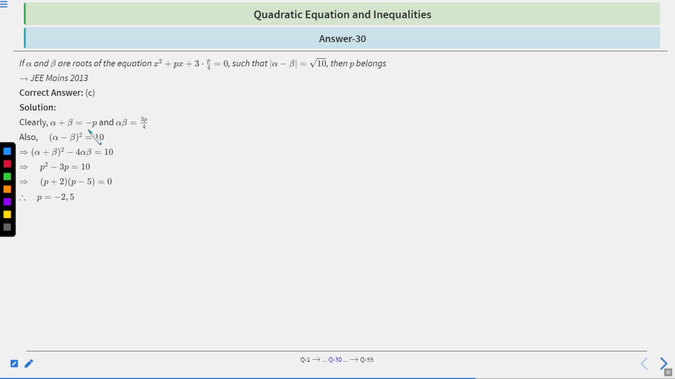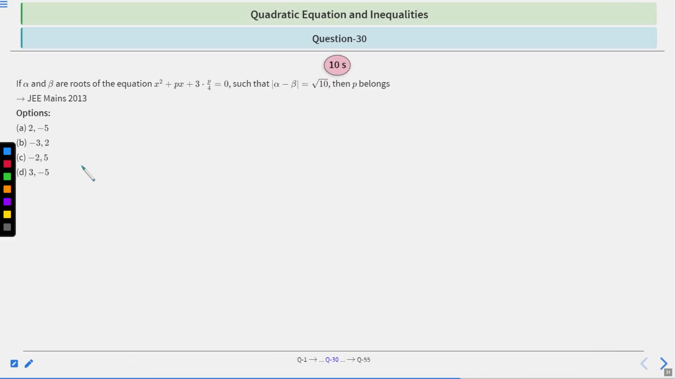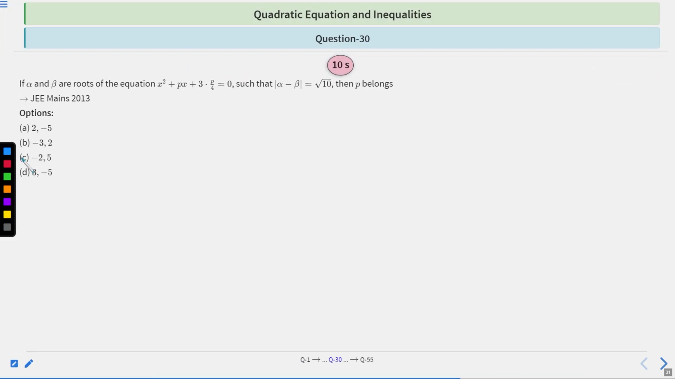Clearly, we can say that alpha plus beta is equal to minus p and alpha beta is equal to 3p by 4. So alpha minus beta whole square is basically 10. Alpha minus beta whole square can be written as alpha plus beta whole square minus 4 alpha beta, which is equal to 10. So p square minus 3p is equal to 10. This is a quadratic equation in p. We can find the value of p is minus 2 and 5. So I think the option with minus 2 and 5 is the right choice.